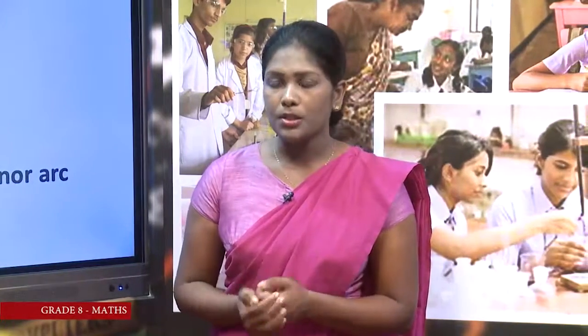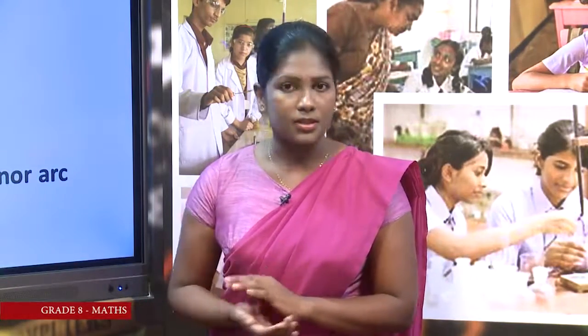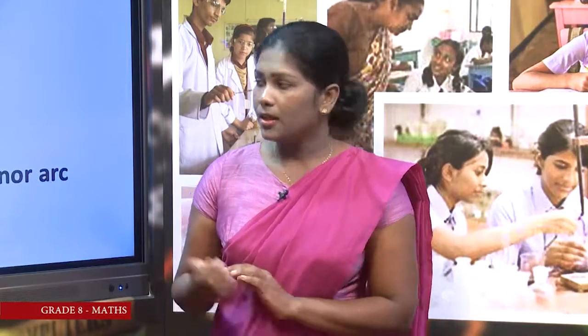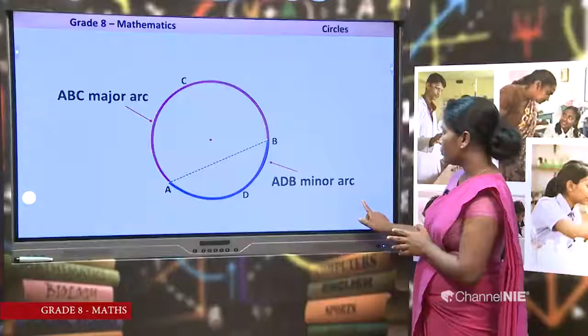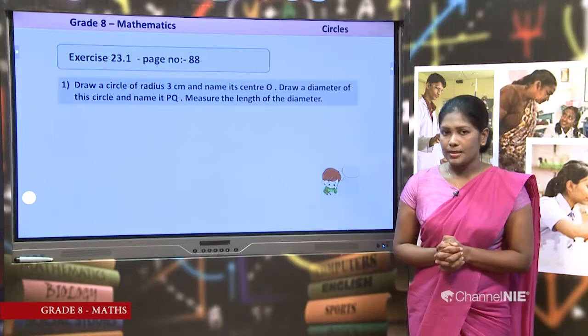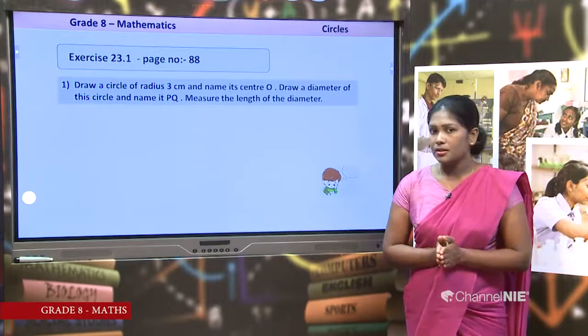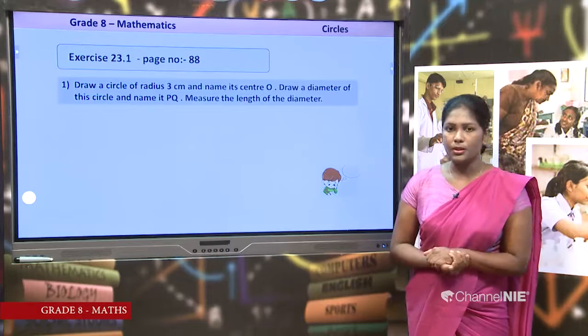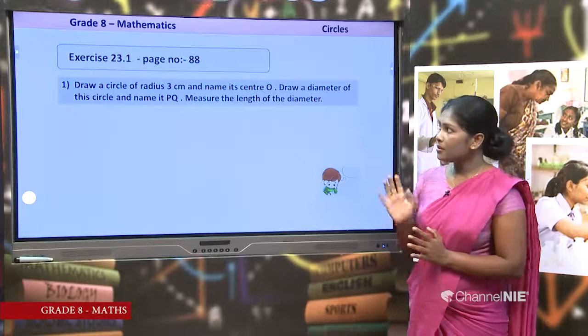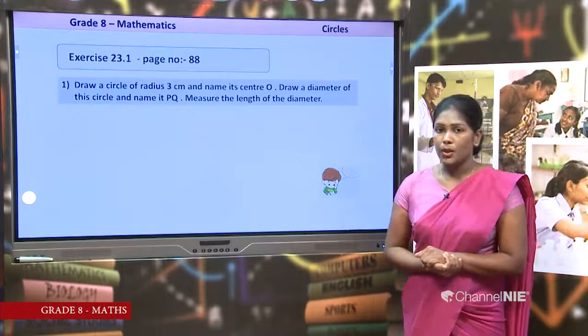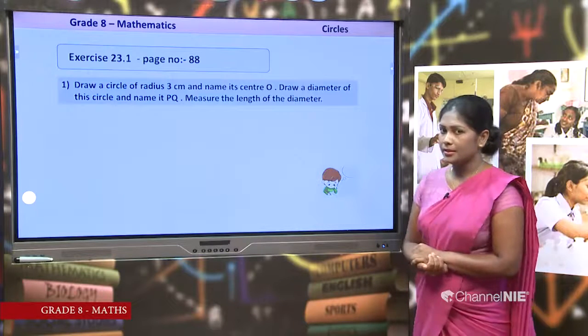In grade 8, you have to learn about arcs. So we discuss major arc and minor arc. Major arc is the biggest one, the largest one. Minor arc is the smallest one. So next, move to the exercise. Now take out your textbook and also writing book. Then you can do this exercise with me. Read the question. Exercise 23.1, page number 88.